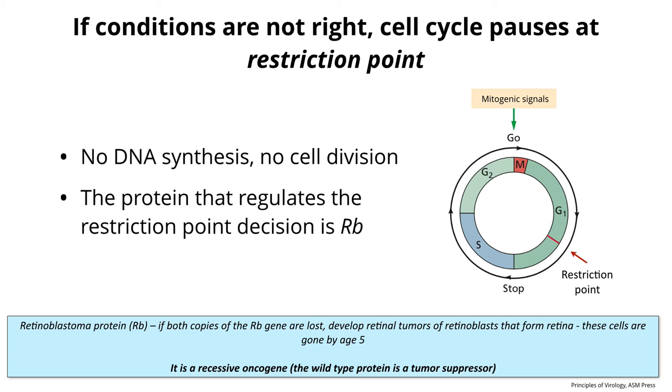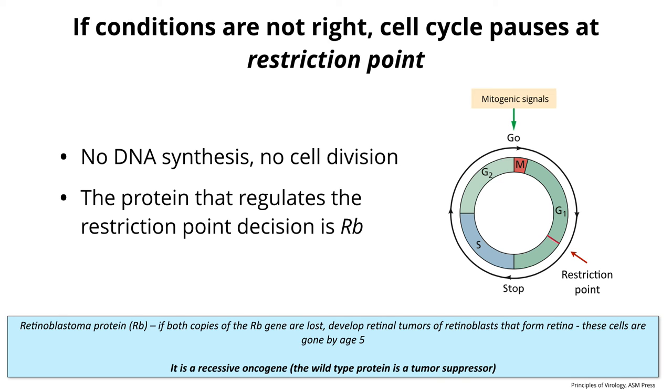They did analysis of these tumors, and they found that these tumors lack both copies of the RB gene. It was originally found to be a homozygous deletion. They called it the RB retinoblastoma gene. And now we know that RB is the protein that runs this checkpoint, this restriction point. It is the gatekeeper that says whether you can go through the cell cycle or not.